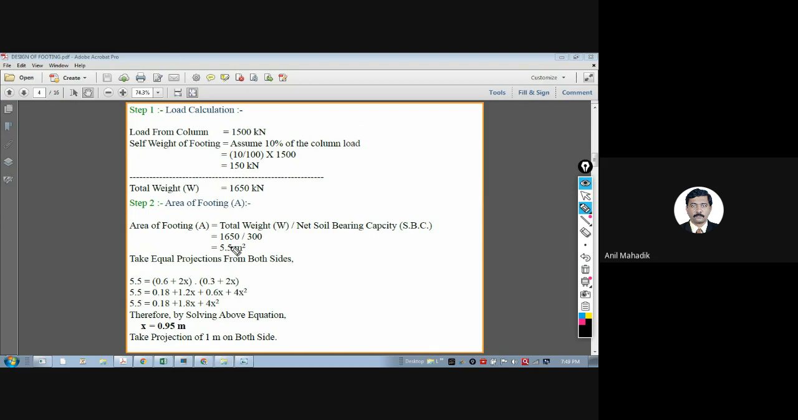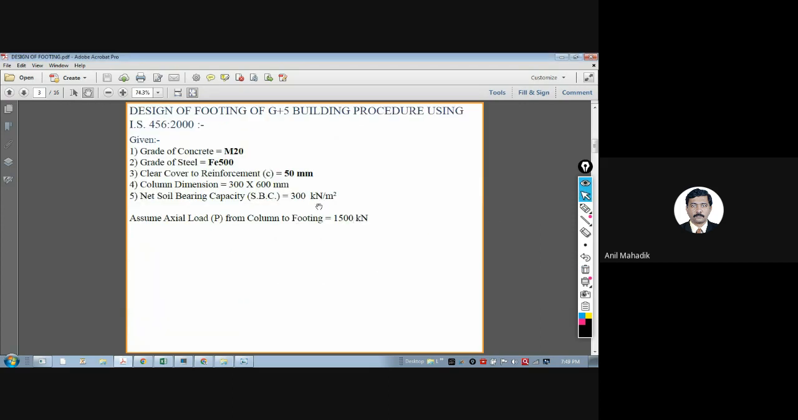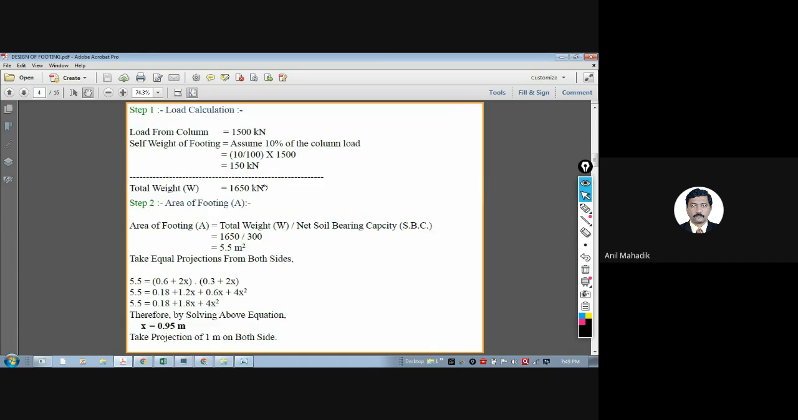That is the area required. Now you can assume any length and any width such that your footing is, for example, let's say 5.5. So you can assume when there is a rectangular column, 300 by 600. So the column's size is 300 by 600. That means it is a rectangular shape. So you can provide rectangular footing.